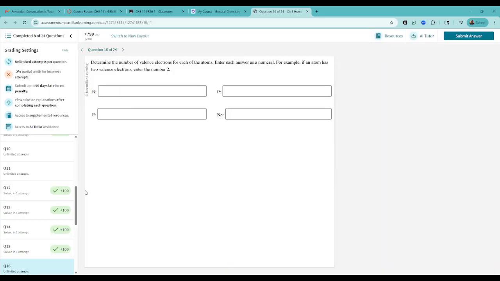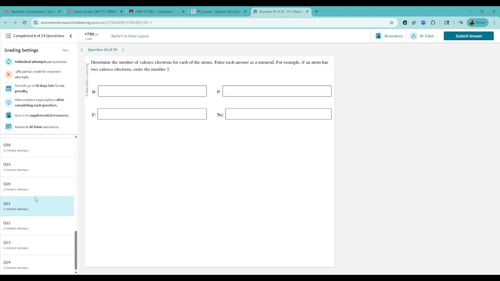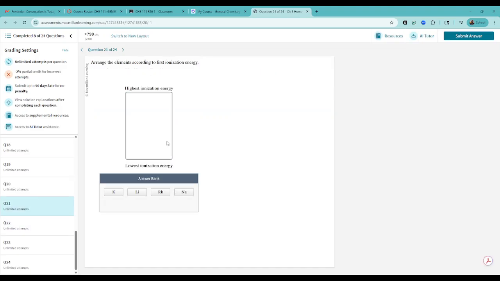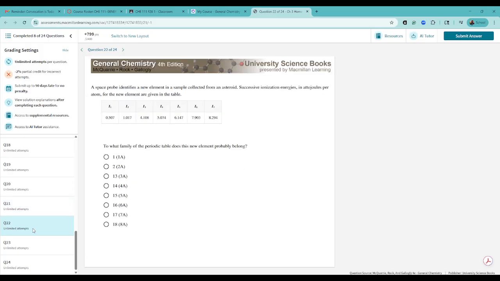So we're going to jump to problem 21. This one I only do because sometimes they can be a little tricky. Arrange the elements according to the first ionization energy. Okay, I'm going to actually skip this one because there's not actually a trick to it. Right now, these are your highest ionization energy, hardest to ionize. The further down the table, the easier they are to ionize, so the lower the ionization energies. Sometimes there is a trick that they might pull.